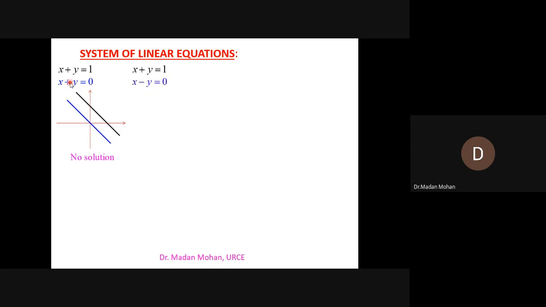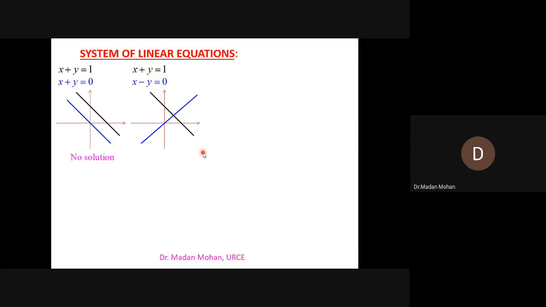Now, x minus y equal to 0 I have taken now. This is another linear system. Now x plus y equal to 1 is the same black color line because it passes through 1, 0 and 0, 1 points. Now x minus y equal to 0 passes through 0, 0. 1 minus 1 also 0. Nothing but y equal to x. 0, 0, 1 half of 1, 1 and so on. Now I require x comma y values which satisfy both the equations.